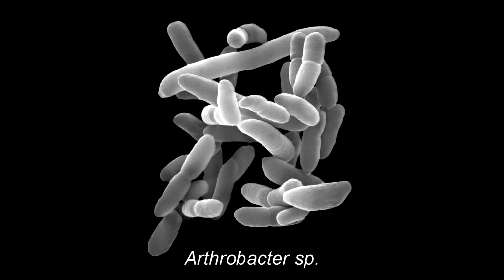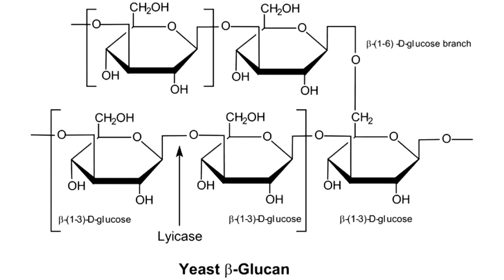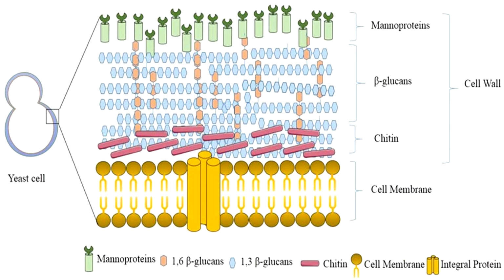Lidocase, also known as zymolase, is produced by multiple bacteria, such as one known as Arthrobacter luteus. It degrades the yeast cell wall by hydrolase and glucanase activity. This solubilizes the beta-glucan within the yeast cell wall.